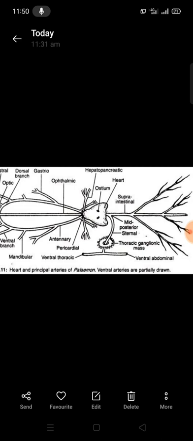It passes through the thoracic ganglionic mass, supplying blood to it, to reach the ventral side. The sternal artery again divides into 2 branches. The first one is the ventral thoracic artery, and the second is the ventral abdominal artery.